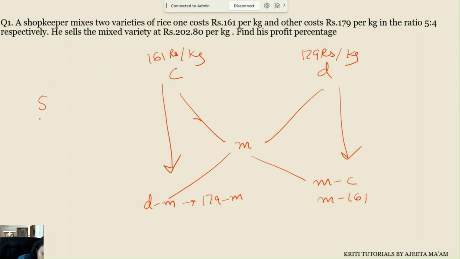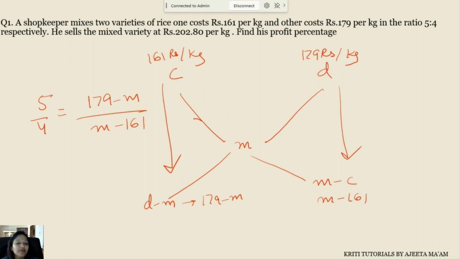5 is to 4. So, 5 upon 4 will be 179 minus M upon M minus 161. Now you have to calculate M. And the calculated value that you get will be the CP of the mixed variety. SP is given to you as 202.80. And then you have to find profit percentage.